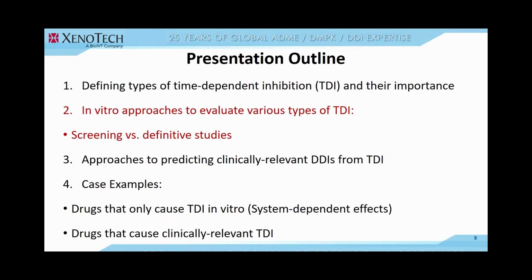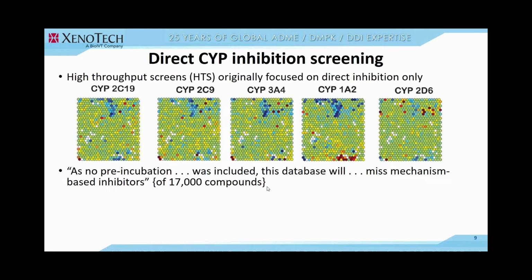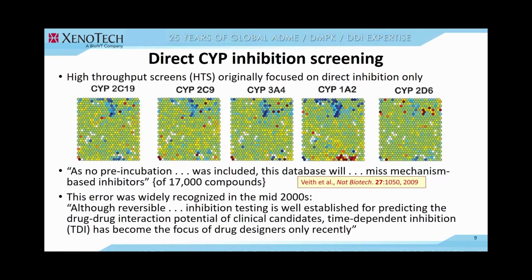Now I'm going to move on to the in vitro approaches. And this will get a little bit tedious, but I'll try to go through it pretty quickly, defining the screening versus definitive studies. The high throughput screens typically focus only on direct inhibition of P450s. And if you look at this paper published in 2009, it was a Nature Biotech paper. This looked at 17,000 compounds. Each one of these hexagons represents similar compounds. And it's a heat map of inhibition toward each of these enzymes. But within this paper, it quotes, as no pre-incubation was included, this database will miss mechanism-based inhibitors. And that's out of 17,000 compounds.